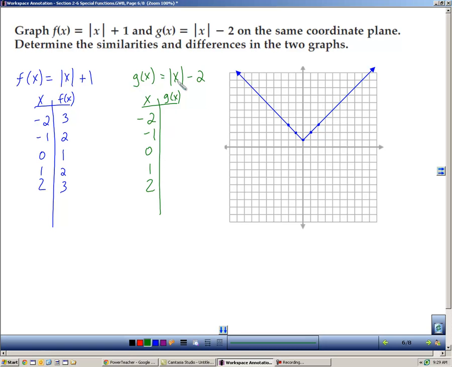Absolute value of -2 is 2, minus 2 is 0. So -1 absolute value is 1 minus 2. 0 minus 2, 1 minus 2, and 2 minus 2.